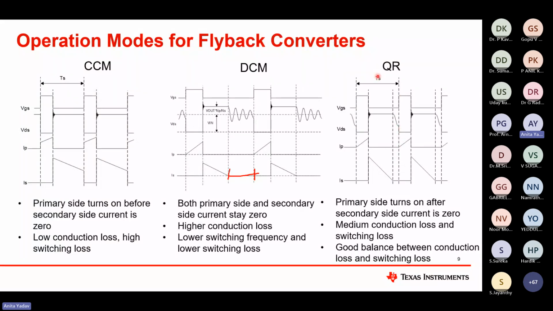That's why it's called QR mode of operation. It has a good trade-off between the conduction and switching losses, because in QR flyback, if we go through the control law, which we'll see in the upcoming slides, there is a trade-off between the switching frequency as well as the peak current. In other terms, we can say that the control law is the combination of peak current control as well as variable switching frequency control. So there is a good balance between the conduction and switching losses.